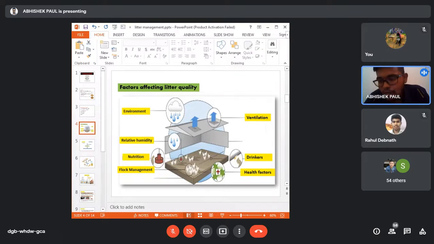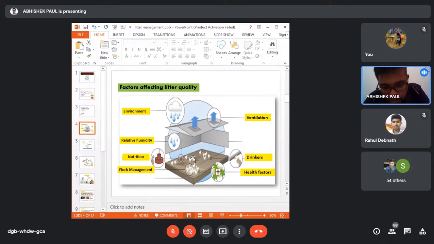Then drinkers, how do they affect it? If there is any seepage or leakage in the pipeline from the drinkers, then water will fall very easily, isn't it? Due to that water, the litter material will get wet very easily. So the drinker is also one of the factors.